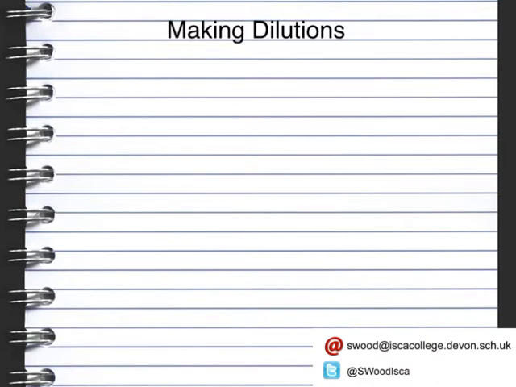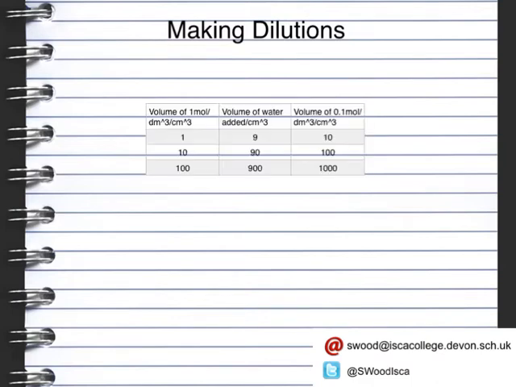Now, if we have a look at this table here, we can see how we can actually carry out dilution. So what we've got in this first column is the amount of the standard solution, that's 1 mole per decimetre cubed. Now if we put 1 with 9, we'll end up with 10 of a concentration of 0.1 moles per decimetre cubed. Now to get the same concentration but with a different volume, if we do 10 and 90 will give us 100, and then 100 and 900 will give us 1,000 centimetre cubed, or 1 litre, or 1 decimetre cubed.